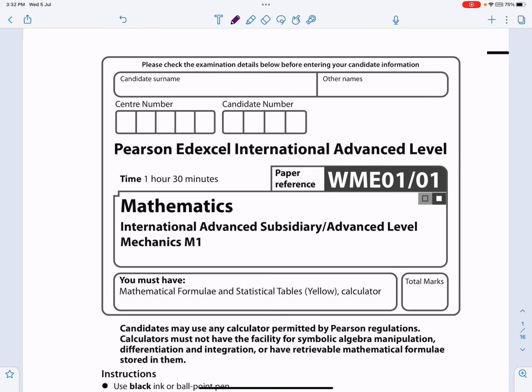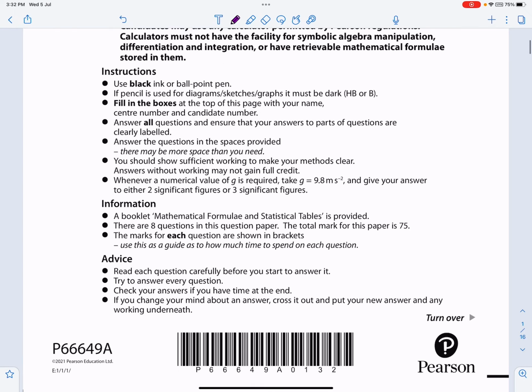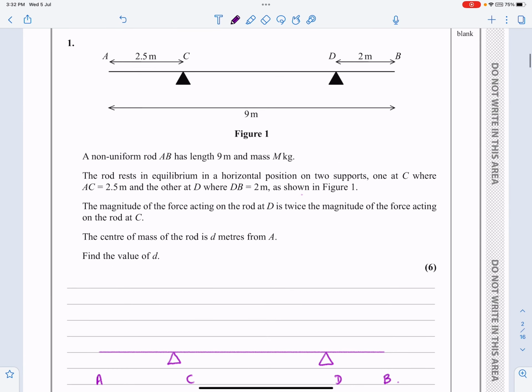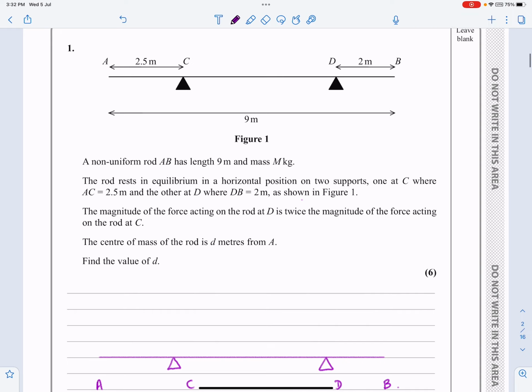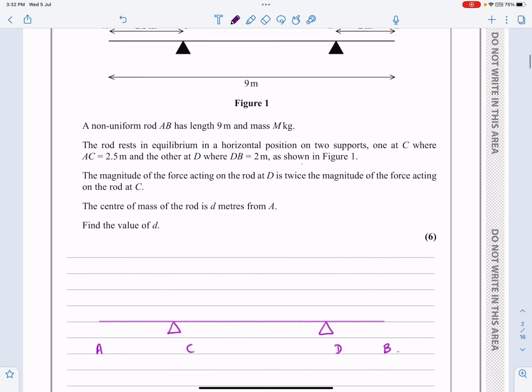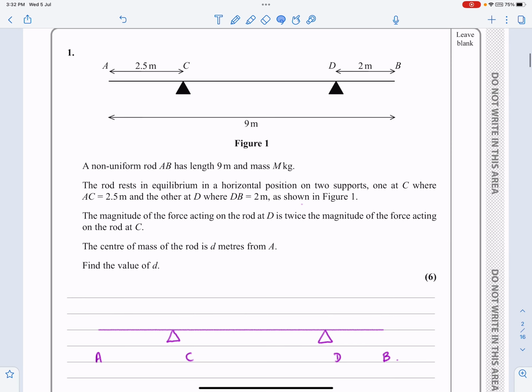Okay, this is the M1 paper from October 2021. This is question number 1 that we're going to look at, and this is a moments and equilibrium question. As you can see, what I've done just quickly is to draw out a template for the diagram here, just so that I can put all my lengths, forces and everything on nice and clearly when we're working out our moments. So let's read the question.